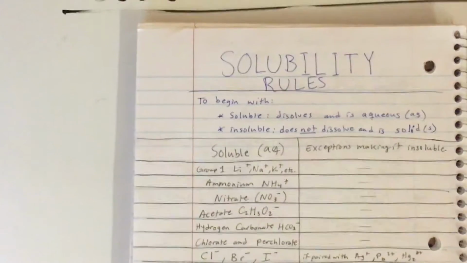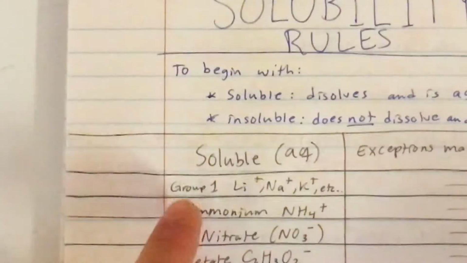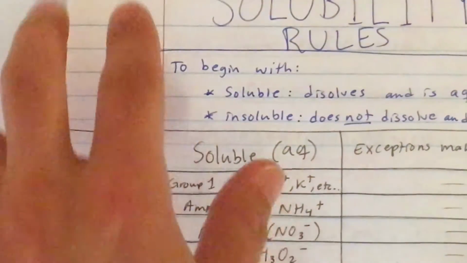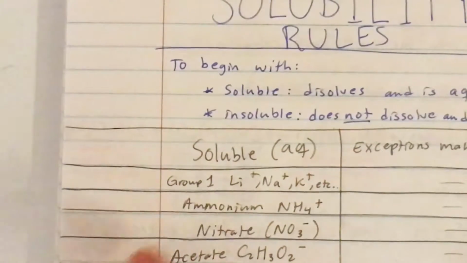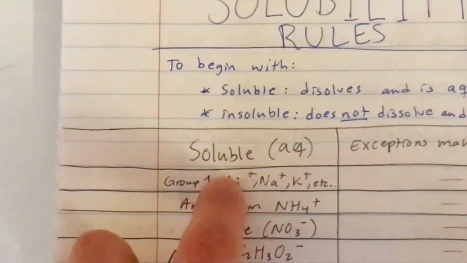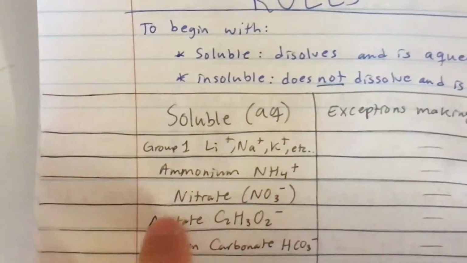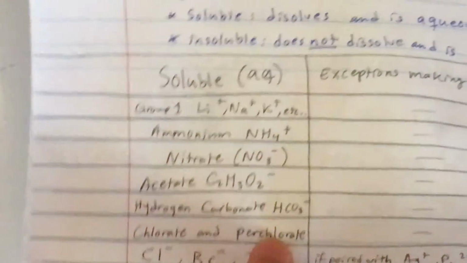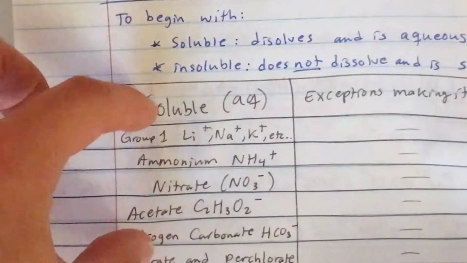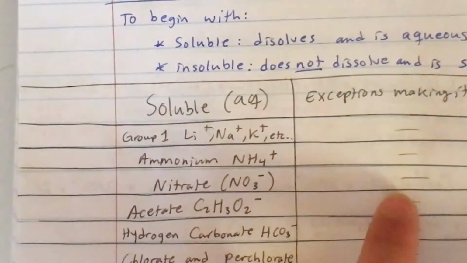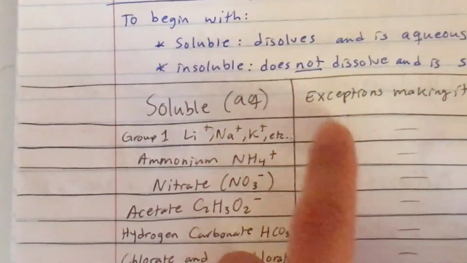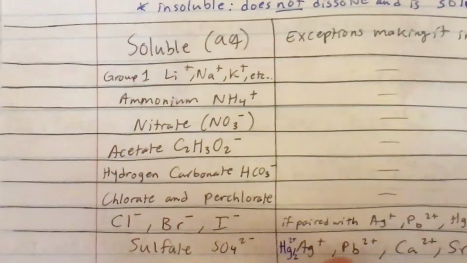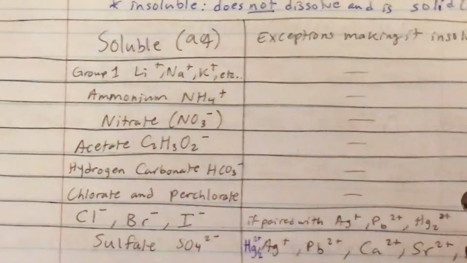So if you have a group 1A element like lithium, sodium, you just look at the periodic table, the first column. Okay, so if you have one of these group 1 metals, ammonium, nitrate, acetate, hydrogen carbonate, chlorate, and perchlorate, automatically once you see any of these, that would make it immediately soluble. They have no exceptions. Then you have these two that are soluble for the most part, but if paired with any of these, they would become insoluble.